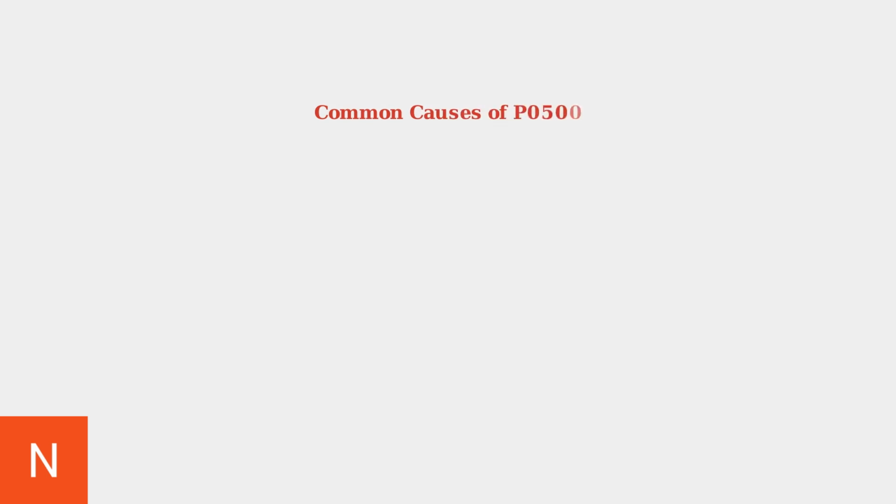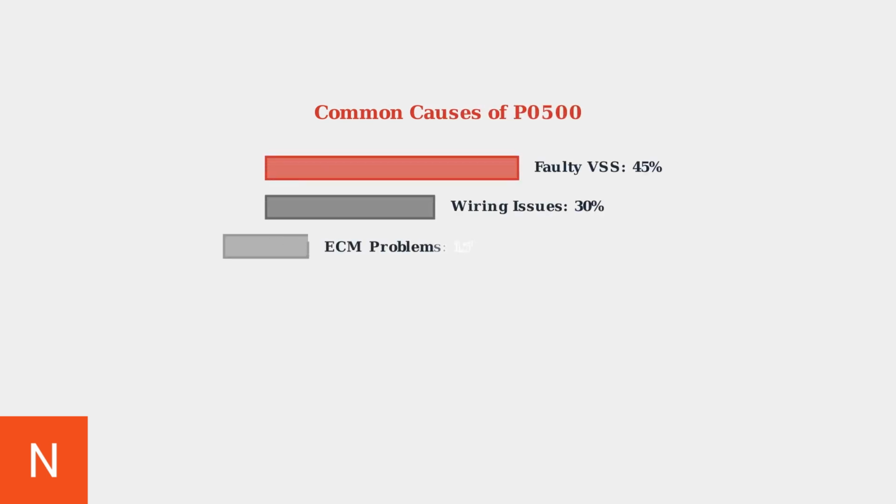The most common causes of P0500 codes are a faulty vehicle speed sensor, accounting for 45% of cases, followed by wiring issues at 30%, ECM problems at 15%, and mechanical transmission issues at 10%.